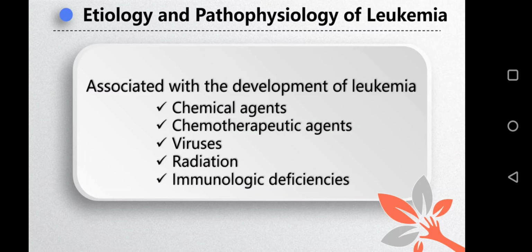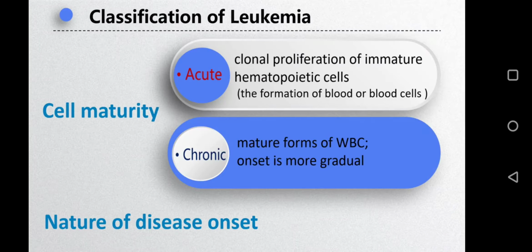What stimulates the cell differentiation block? Chemical agents, chemotherapeutic agents, viruses, radiation, immunologic deficiencies. Leukemia is divided into acute leukemia and chronic leukemia.